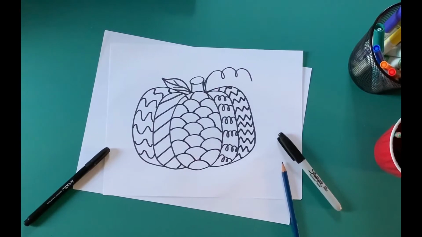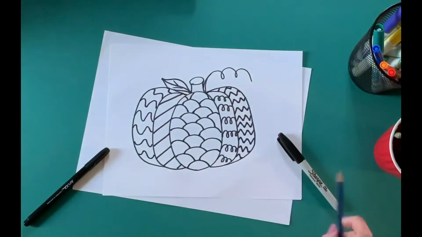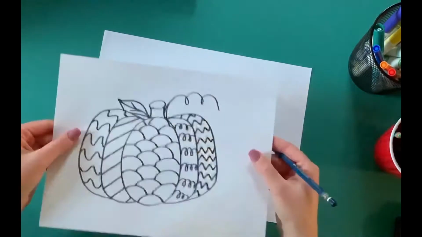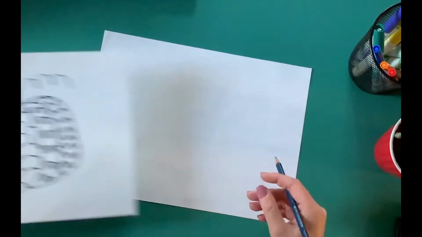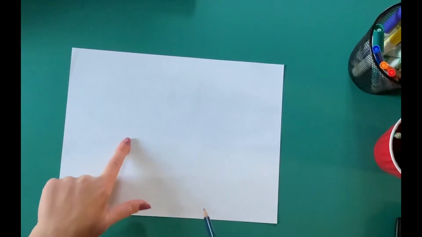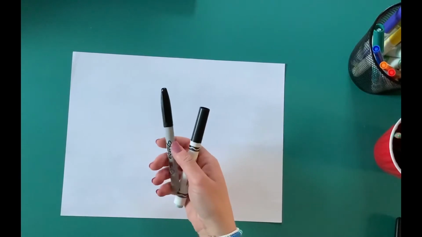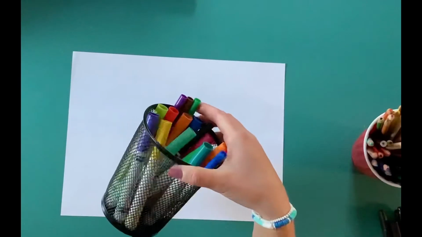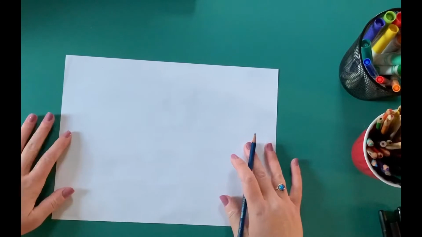So today we're going to be making Zentangle pumpkins. What you will need is a piece of white blank paper. You're going to need a pencil, and you're going to need a marker or a Sharpie if you have one. Then you need something to color with, like markers or crayons or colored pencils.